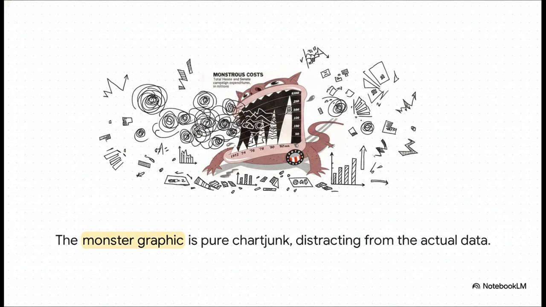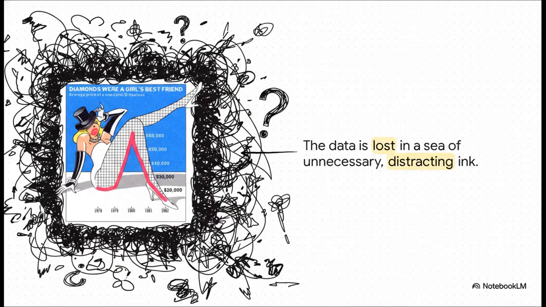The data on campaign spending has been turned into the teeth of a monster. It's creative, I'll give it that, but the monster itself is pure chart junk. It's totally distracting and makes comparing the values, which is the whole point of the chart, incredibly difficult. And here's another one for you. A line chart showing the price of diamonds has been all bent and twisted to fit the outline of a woman in a top hat. I mean, come on. The story isn't in the data anymore. It's completely lost in a sea of unnecessary distracting ink.